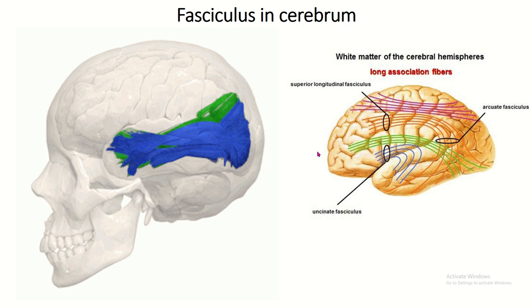Fasciculus in the brain. This is the superior and inferior longitudinal fasciculus. They particularly connect two lobes of the cerebrum. This group of axons connects two lobes of the same cerebral hemisphere.